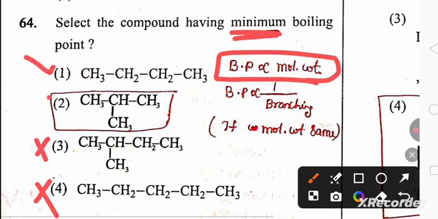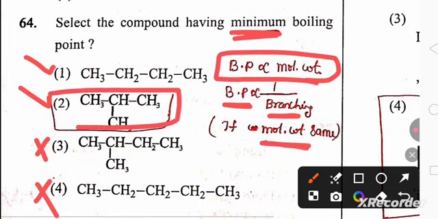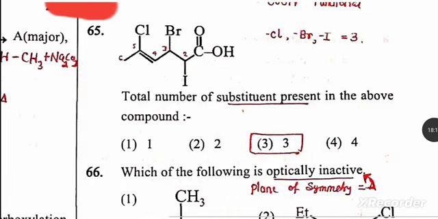Option 1 and option 2 both have the same number of carbon atoms, butane and isobutane. And one more concept we know: boiling point is inversely proportional to branching. As branching increases, boiling point decreases if the molecular weight is the same. So in option 2 you can find branching, so option 2 has the minimum boiling point. Let us move to the next question, children.